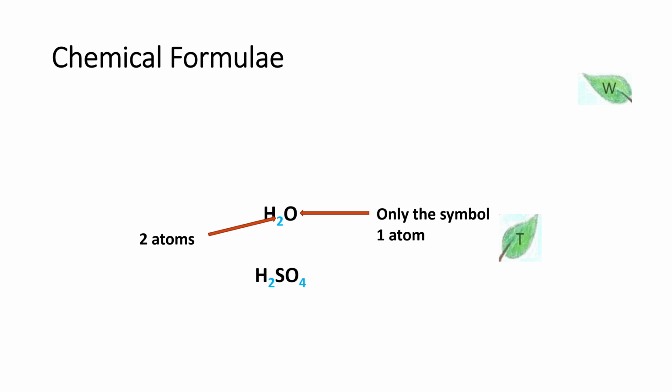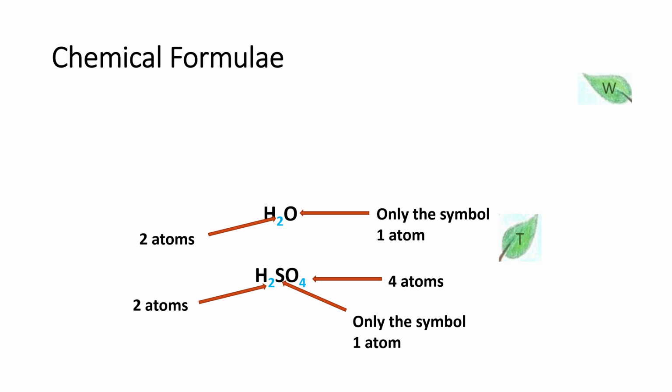Hopefully we would have realized, just like in water, there are 2 atoms of hydrogen in this. Okay, this is sulfuric acid. Now, hopefully you know, because there isn't a little number after the sulfur, the capital S, there is only 1 atom of sulfur in this compound. And hopefully you got that there are 4 atoms of oxygen in this compound.